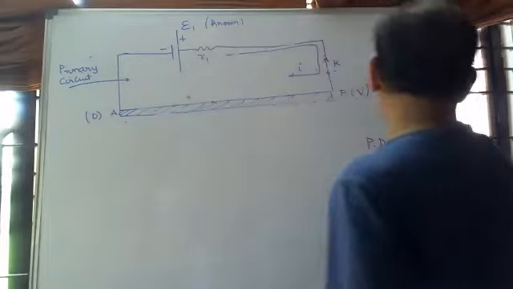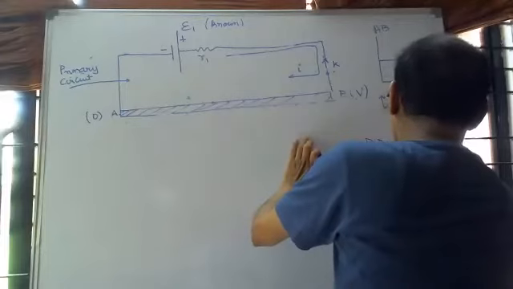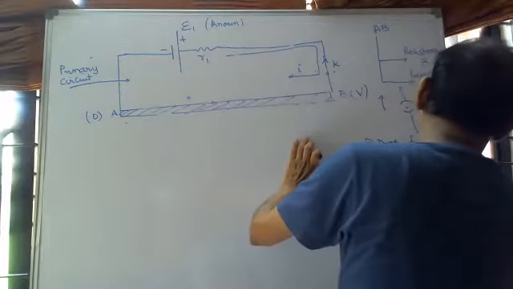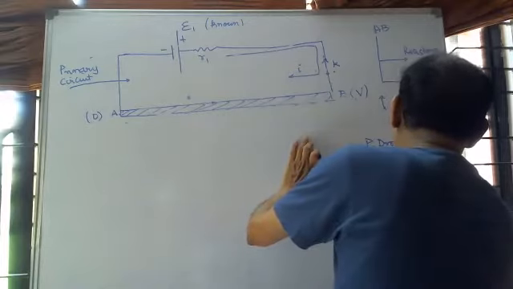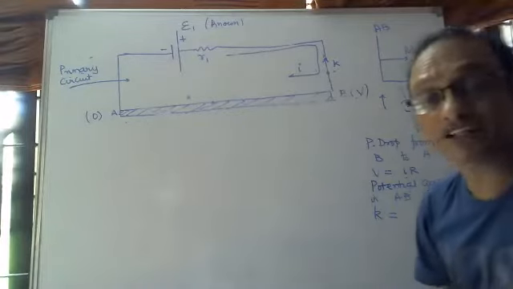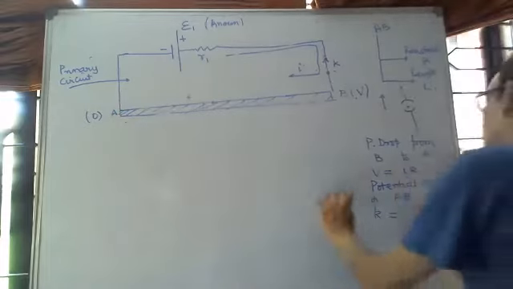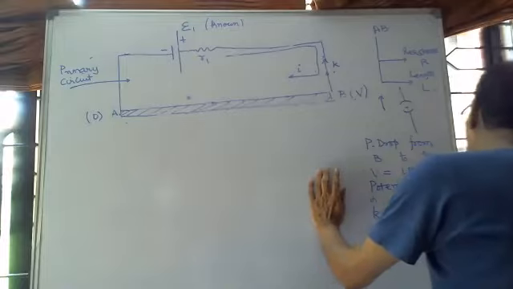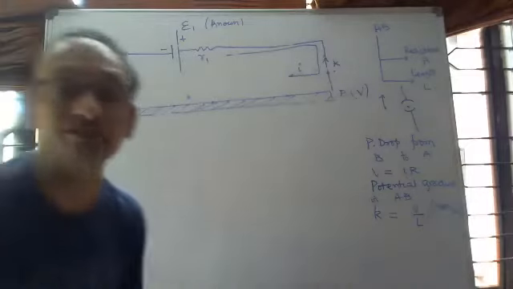Potential gradient: change in potential per unit length. Potential gradient in AB, we will call it K. Potential gradient is the change in potential per unit length. That is, V, which we calculated, divided by length L, in volts per meter. That many volts per meter is the potential gradient.